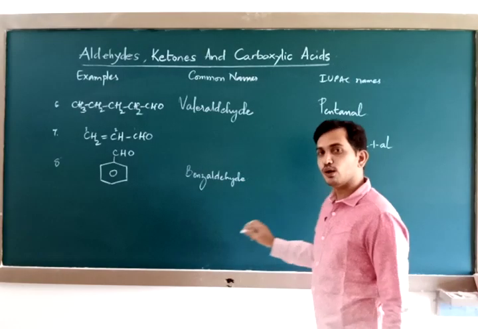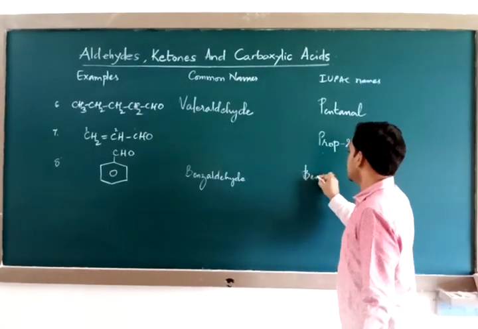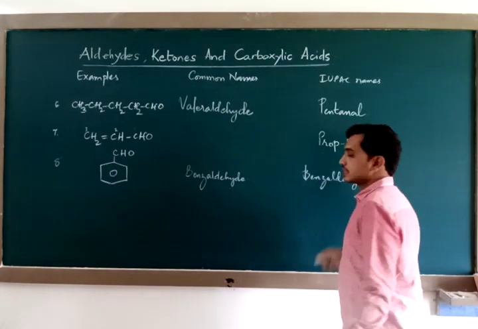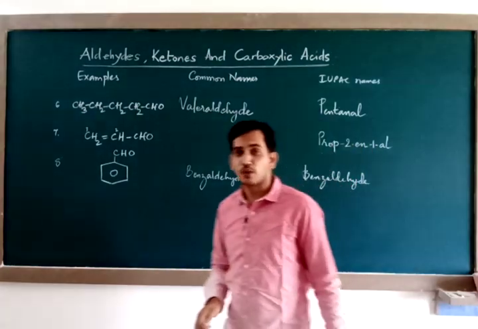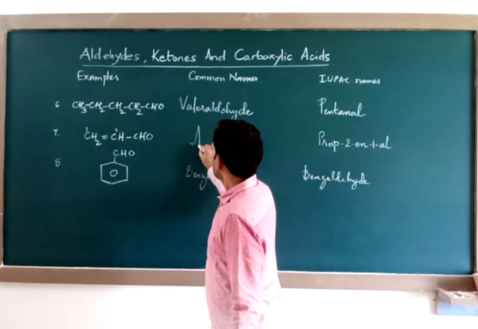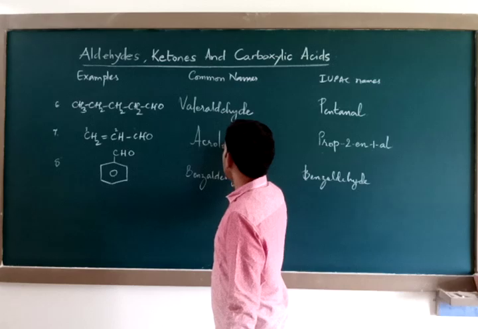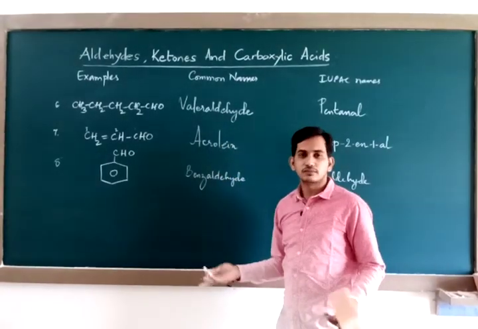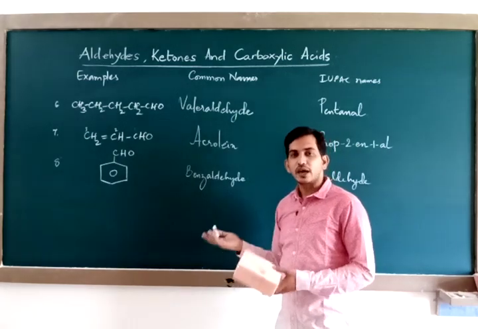And benzaldehyde also becomes the IUPAC accepted name. It is now an accepted IUPAC name. Even though it is a common name, it is now an accepted IUPAC name. I forgot to write its name. The common name is acrolein. You may say, sir, why is there no aldehyde in it? We have no idea. It is simply called acrolein.